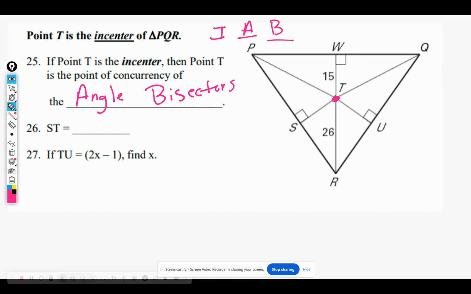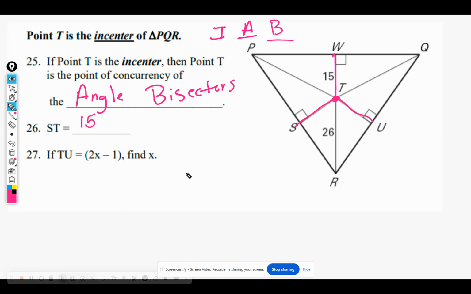And then for question 26, it says ST equals. We got to figure out what ST equals. We know that WT is 15. So if WT is 15 and TU is also congruent and ST is also congruent because they're all perpendicular bisectors, then if WT is 15, then ST should also be 15.